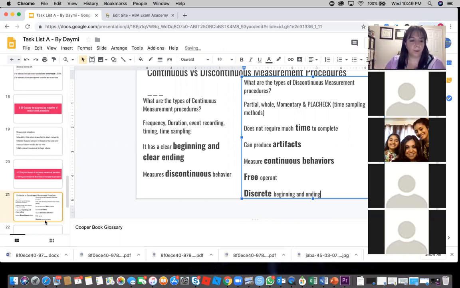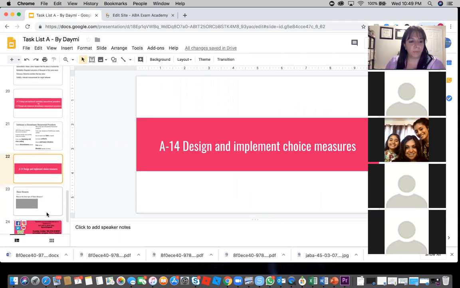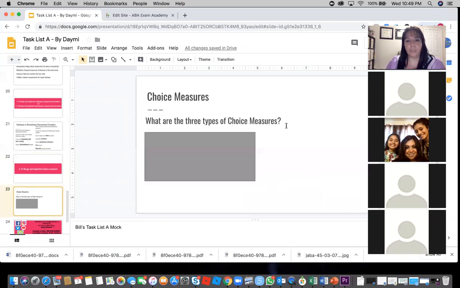Thank you. No problem. All right, so now we're going to move on to A14, which is design and implement choice measures. Okay. Who can tell me the 3 types of choice measures?